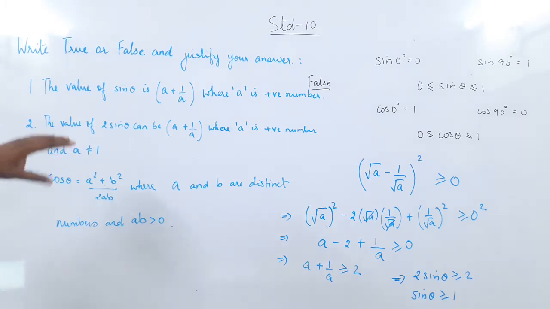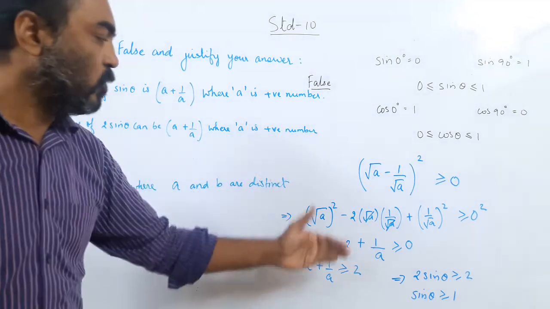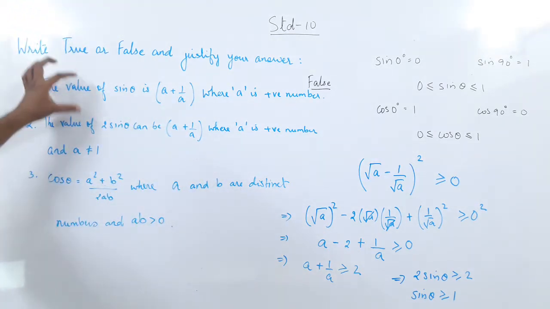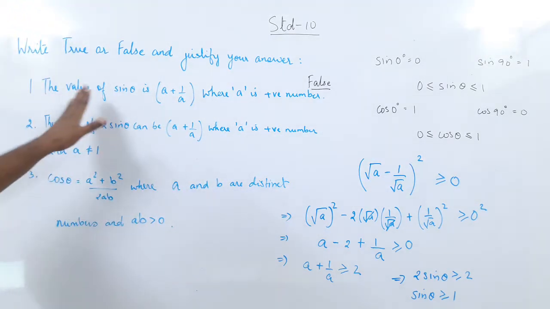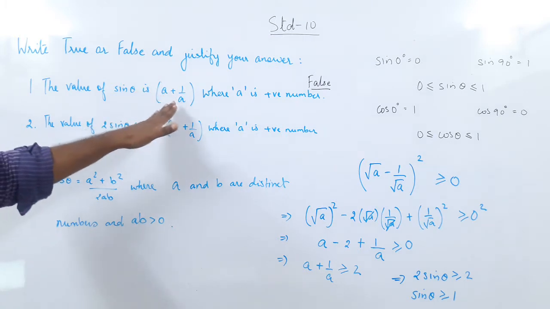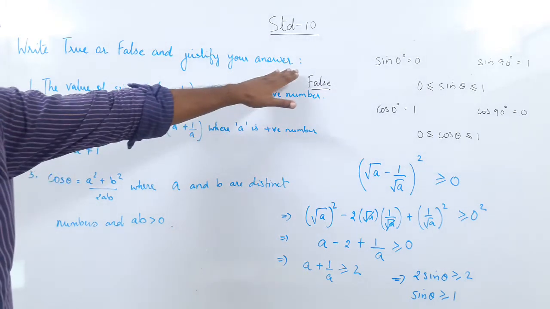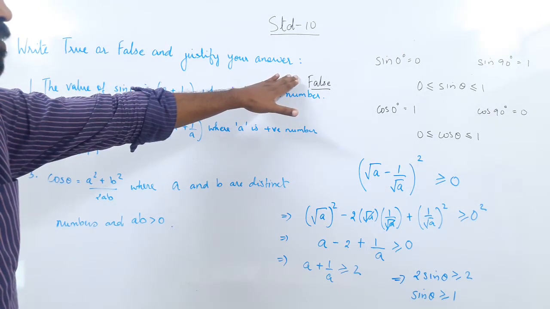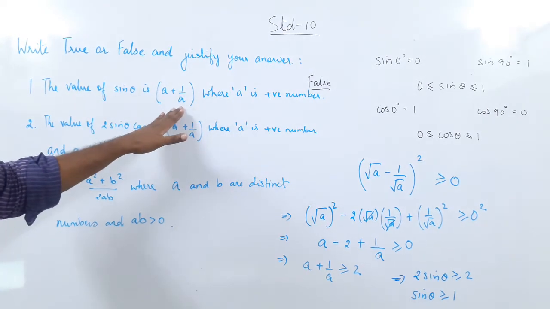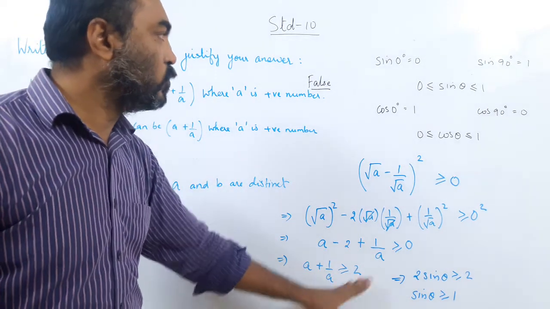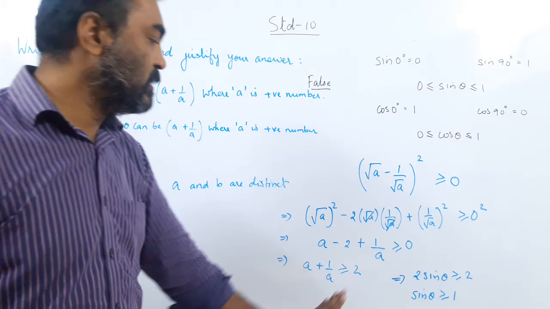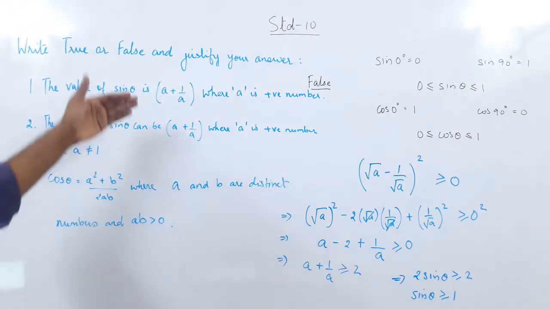So I hope you are clear. This sum and this sum are not the same, they are different. In the exam we have to do them separately, but I continued because it is the continuing part of the sum. The question asks whether sin theta is a plus 1 upon a, where a is a positive number. We got it false. Why did we get it false? We showed that a plus 1 upon a is greater or equal to 2, but sin theta lies between 0 and 1.